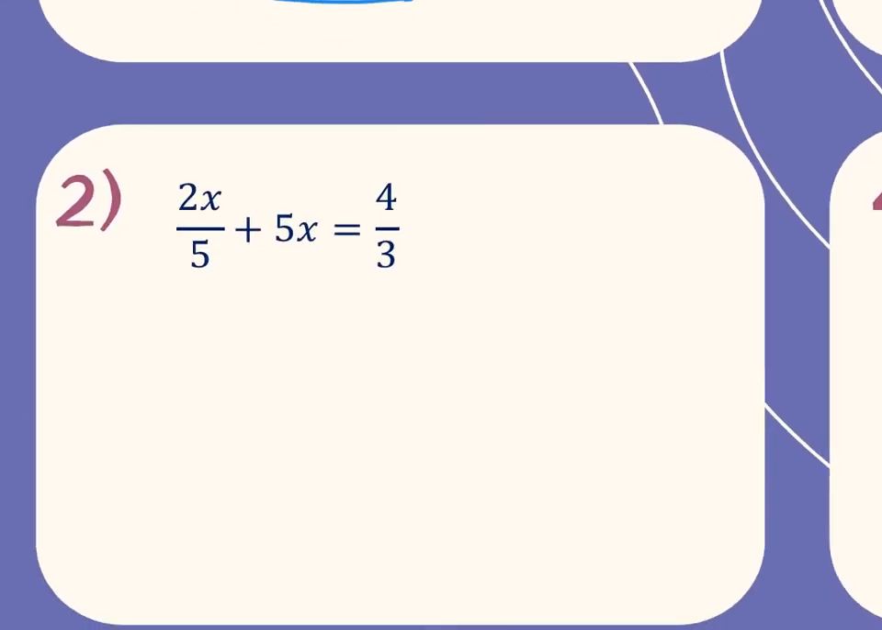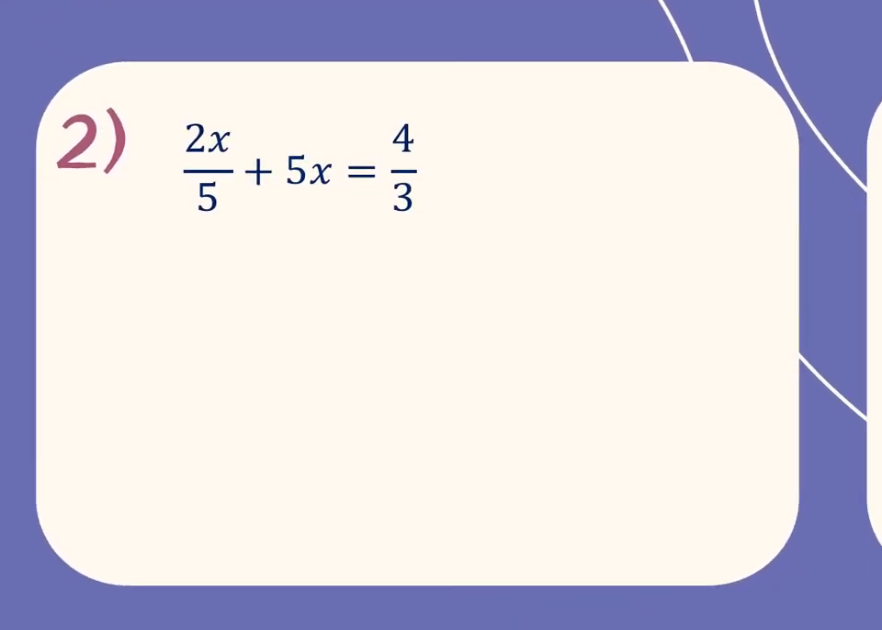Okay. 2, 5, and 3, what's my least common denominator? 15. Good. So I'm going to multiply everything by 15. I'm not going to do that step one at a time, but if you need it, do it. So 5 would go into 15 3 times.